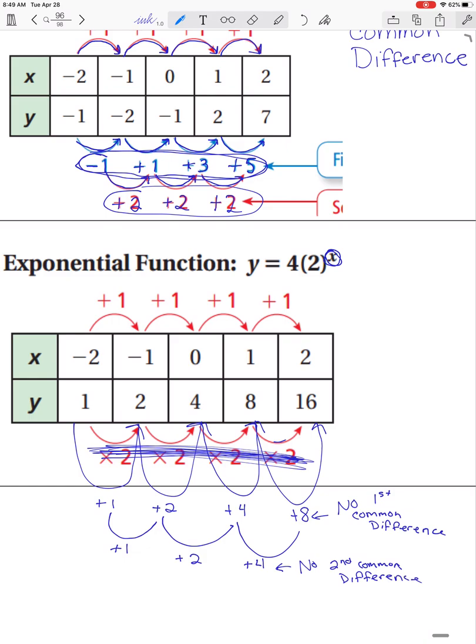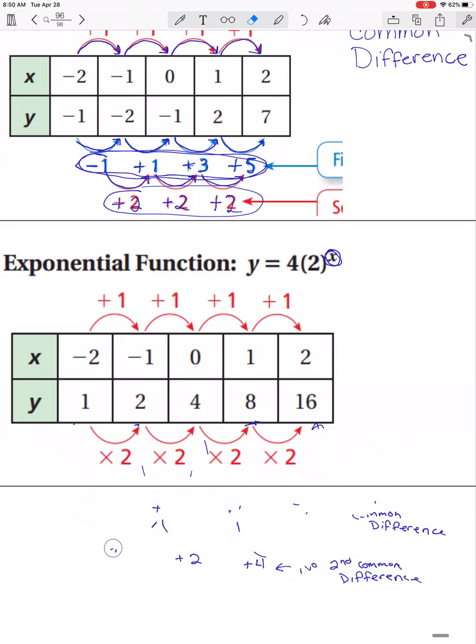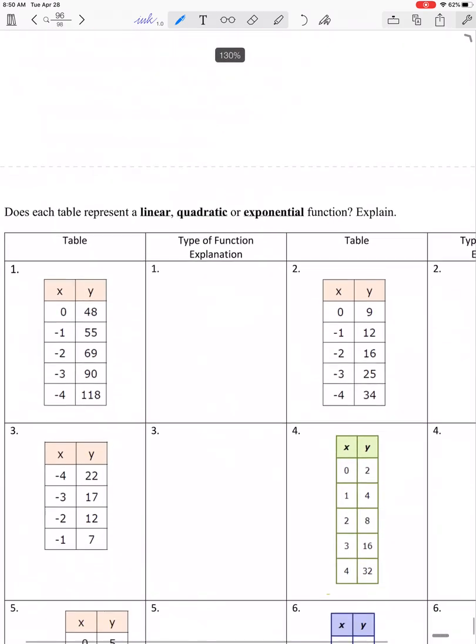So that's when you would say, okay, let's see if it's exponential. That's when we would ask, am I multiplying by something? Since there's no first common difference and no second common difference. And that's when you would say, 1 to 2, I multiply by 2, 2 to 4, multiply by 2, and so on and so forth.